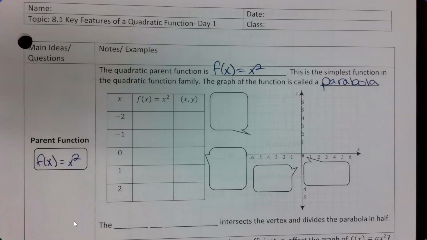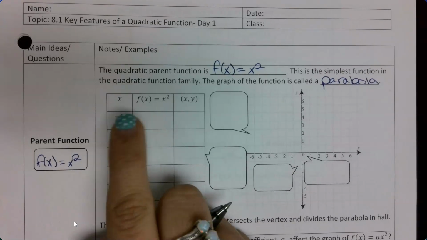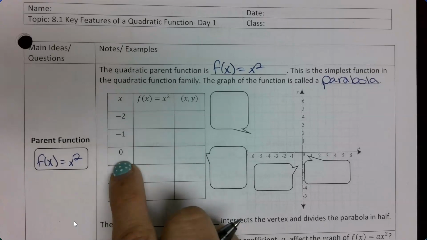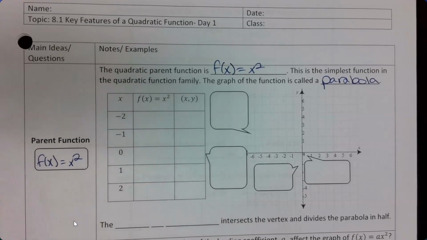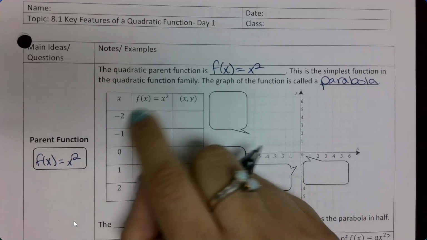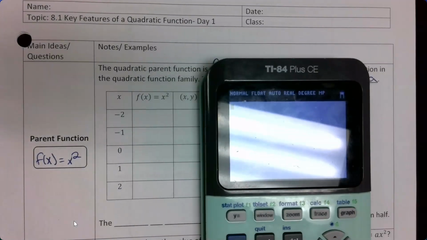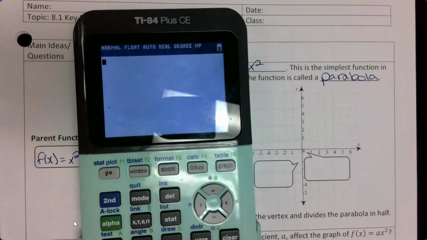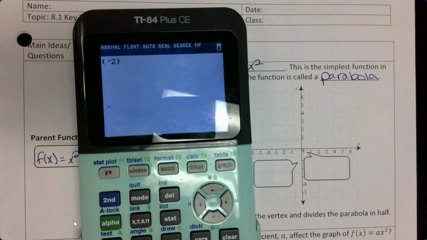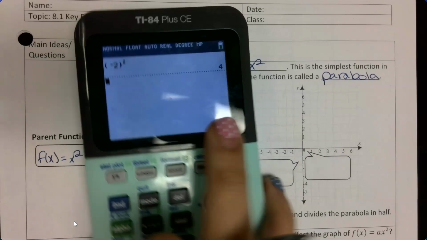So what I want to do first is fill out this table. I just have a bunch of points: -2, -1, 0, 1, and 2. It's just so I can see a little bit on the left side and a little bit on the right side. What I want to do is plug these numbers into the function. So if I'm going to do f of x equals x squared, I'm going to plug in my -2. When I do that, I want to make sure it's in parentheses. So I have -2 squared, which gives me 4.